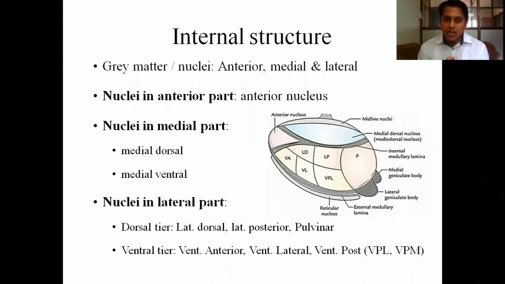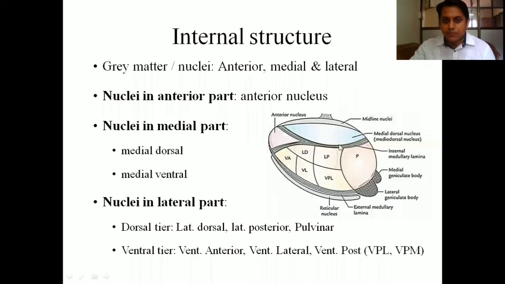You need to concentrate on how the names have come. I will try to simplify it. I will tell you how the nomenclature has been given to the different nuclei of the thalamus. So let us begin with the gray matter. It is divided by this Y-shaped internal medullary lamina into the anterior part, the medial part right here, and the lateral part, which is larger. Further, this anterior part includes some nuclei. The nucleus present along this anterior part is called the anterior nucleus.